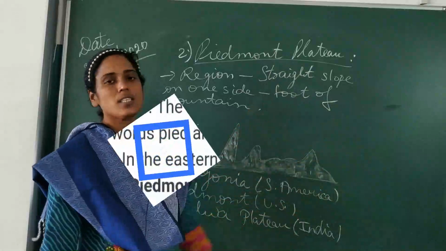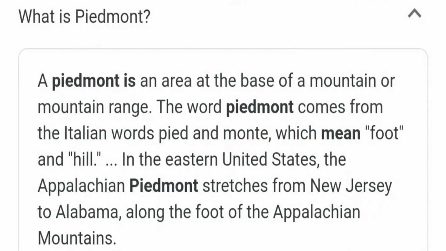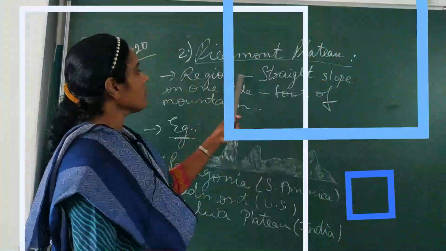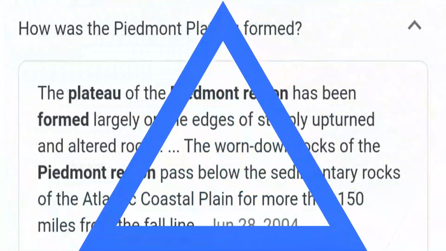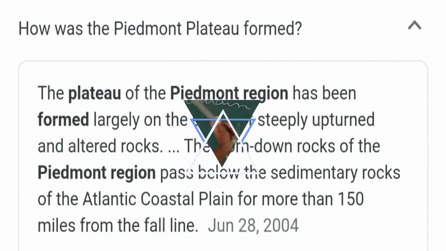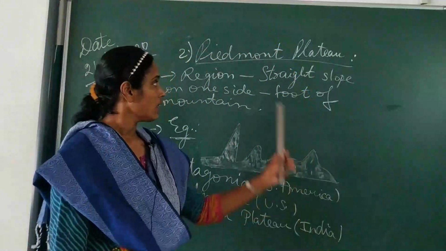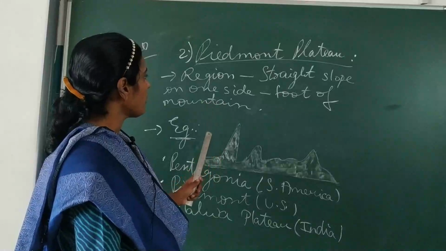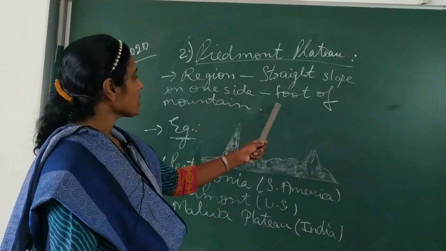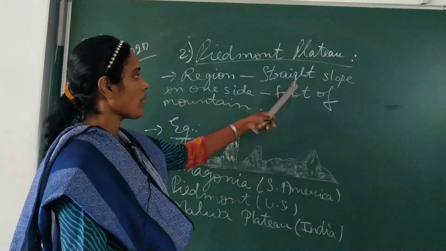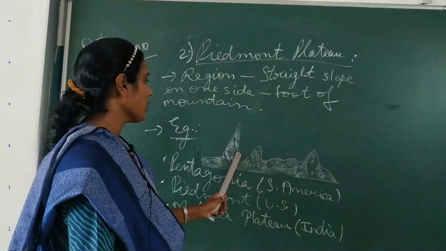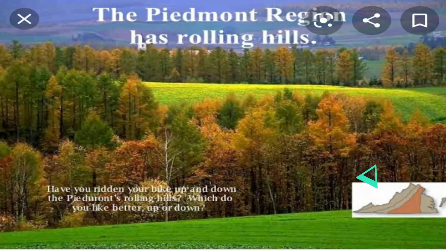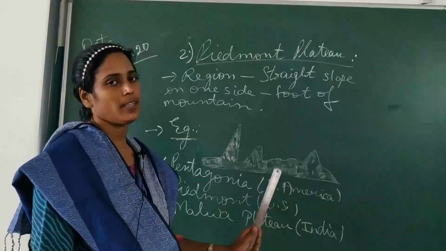The second category is the Piedmont Plateau. Here the Piedmont Plateau is a region which has a straight slope on one side, at the foot of the mountain. You can see the figure over here, straight slope. Examples are the Patagonia Plateau of South America, the Piedmont Plateau of the United States, and the Malwa Plateau of India.